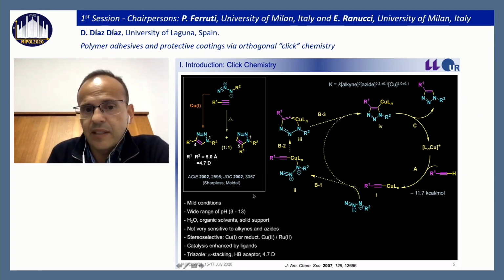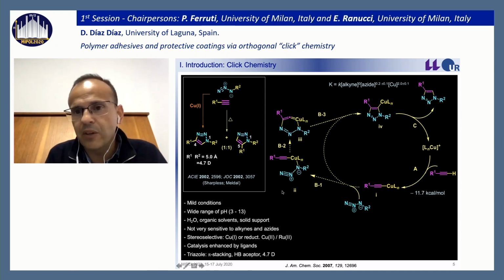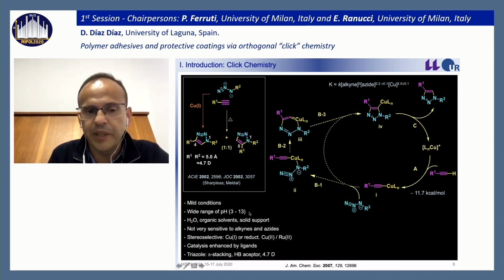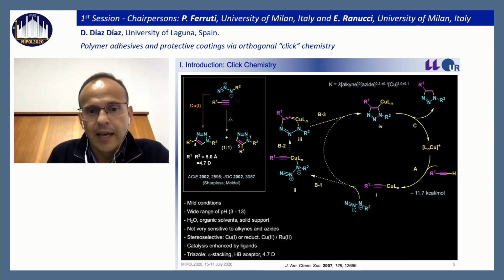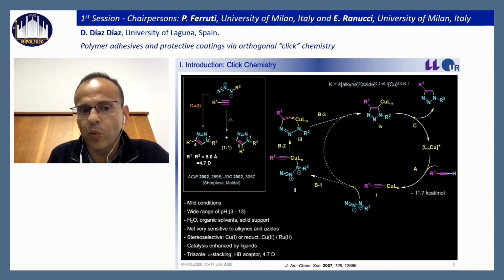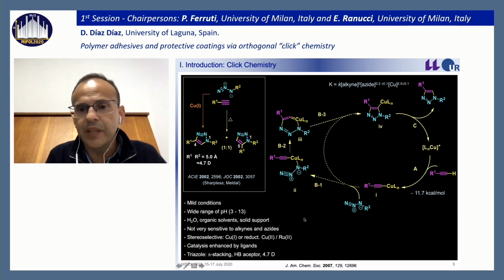This reaction, as you know, works in very mild conditions in a wide range of pH. It can work in water, in organic solvent, in solid phase. It is not really sensitive to the nature of the alkyne and azide, which is pretty good. It's stereoselective. If we use copper-1 directly, or if we use copper-1 made by the reduction of copper-2 in situ, the catalysis can also be enhanced by the use of some ligands.